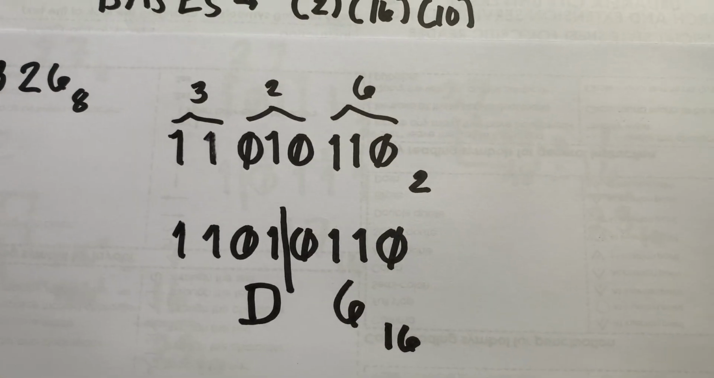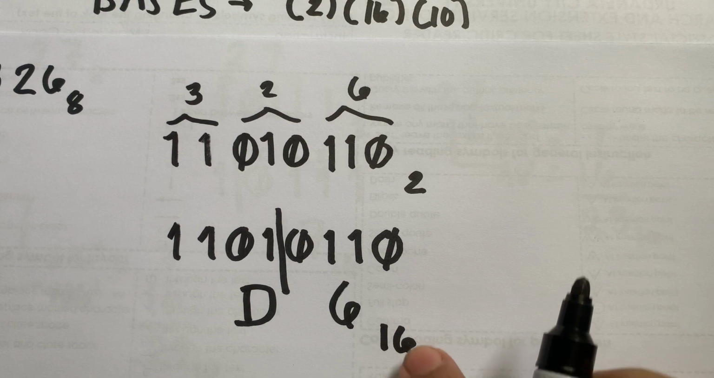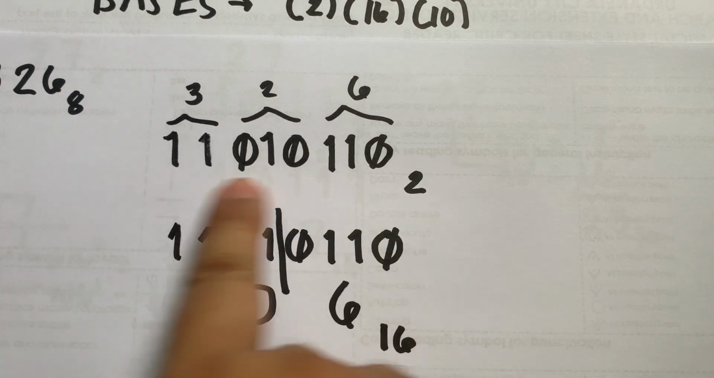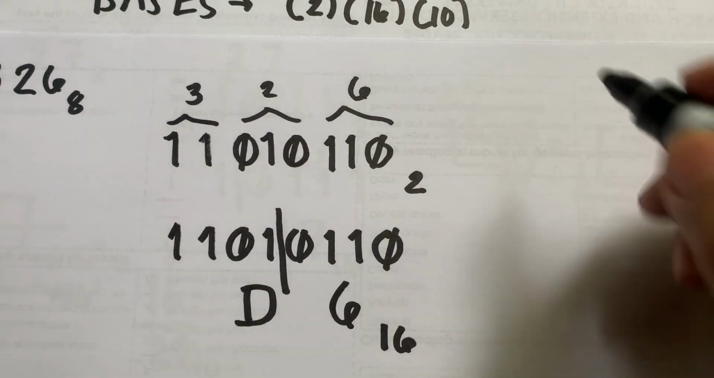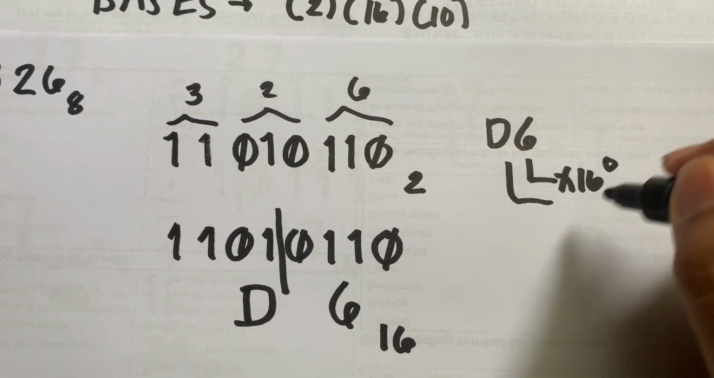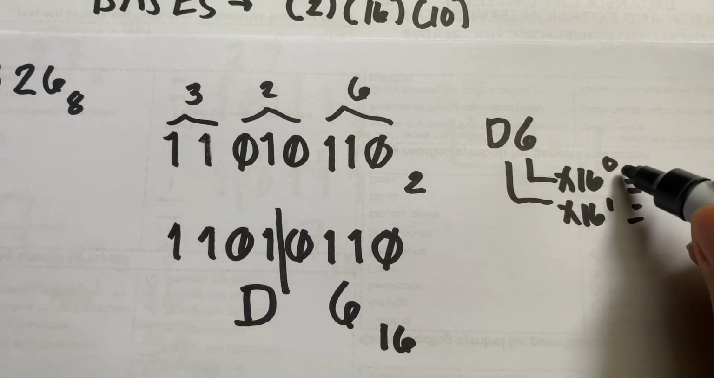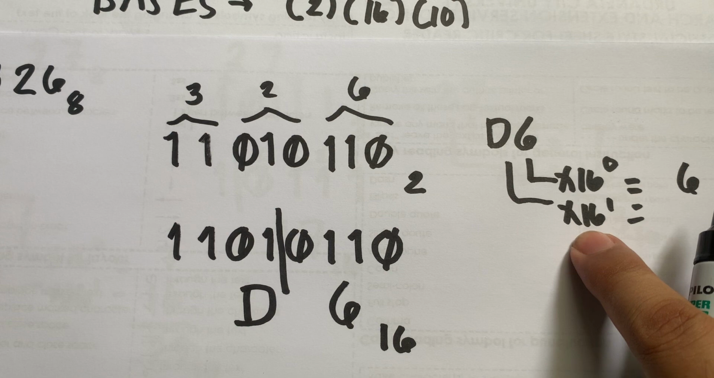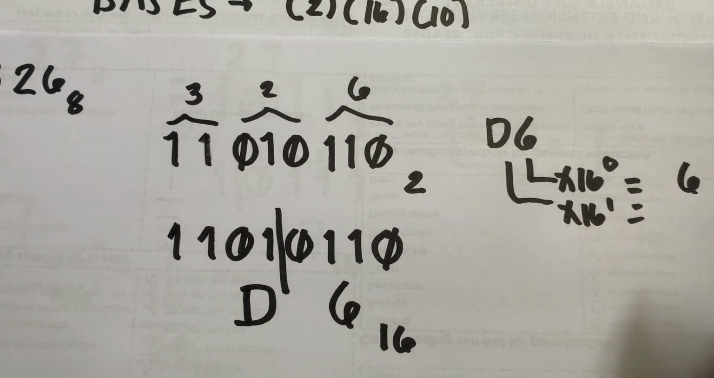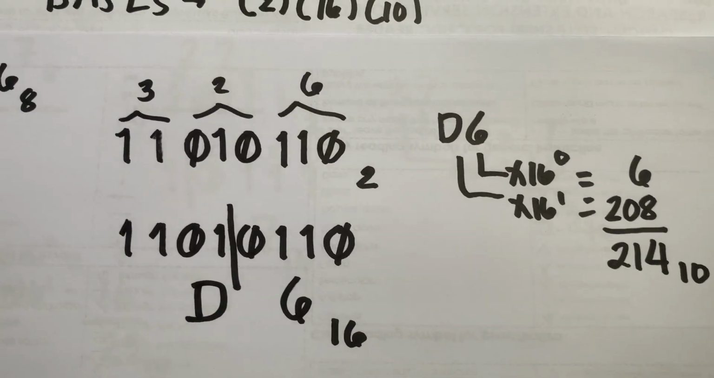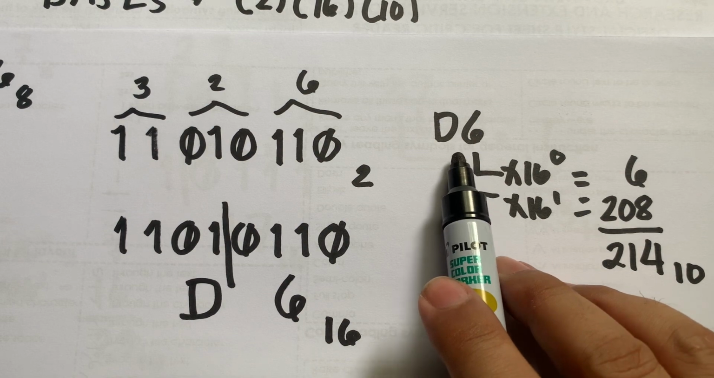To convert it to decimal, we can use the hexadecimal, the given octal, or the binary equivalent. So let's use this hexadecimal, D6. Times 16 raised to 0, times 16 raised to 1. So 1 times 6 is 6, and 16 times 13 is 208. So the decimal equivalent is 214. That is if we use the hexadecimal equivalent.